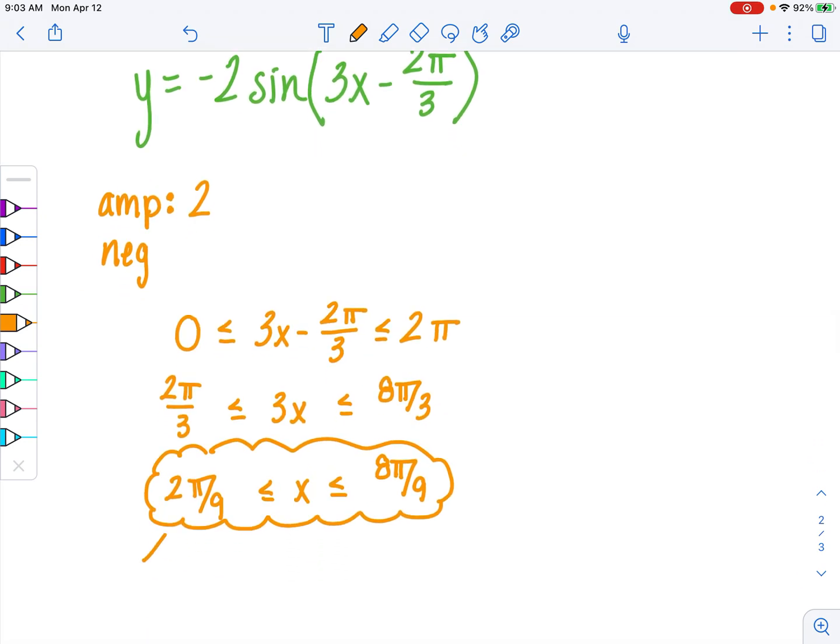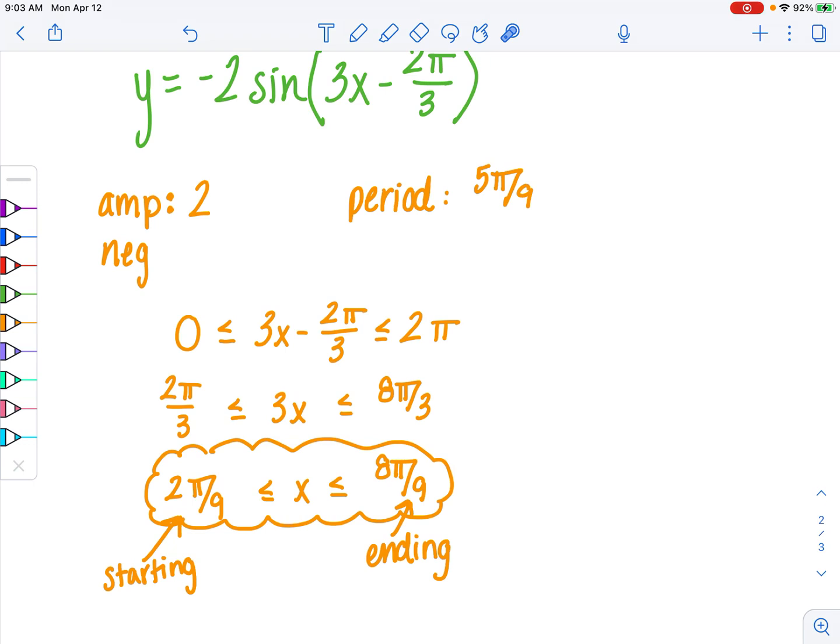This right here gives me my starting. This is my ending. So I'm shifting to the right 2 pi over 9. And then my period is the length between this, 8 pi over 9 to 2 pi over 9. That distance in between, I'll just write that here. The period would be 6 pi over 9, the distance between my starting and ending value.